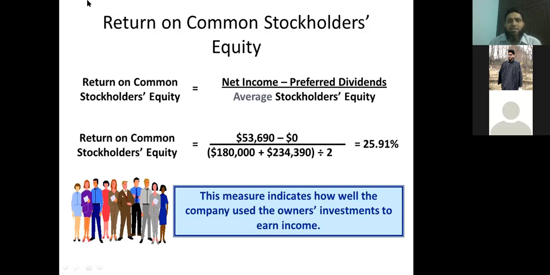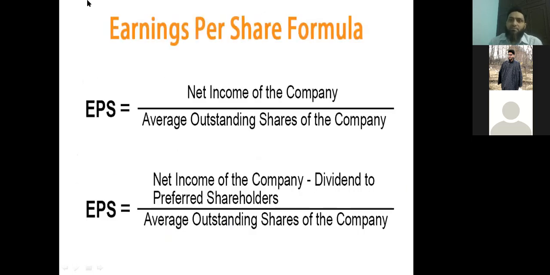And equity shareholders get return after payment of interest, tax, and preference dividend. So if you deduct all three items from the net income, upon the total stake of the equity shareholders, you will be getting return on equity. Then we have earning per share.